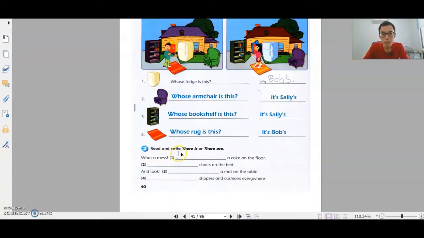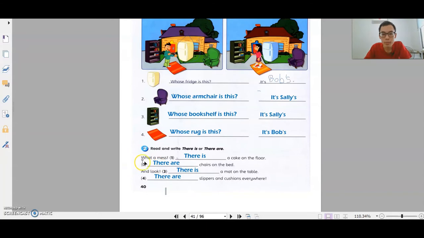Right, section two, you just need to write there is or there are. So a cake, can you see a cake here? A cake, there's only one. So we use there is a cake on the floor. Number two, chairs. Can you see chairs with an S? So it's plural. Plural, we use there are more than one chair. So there are chairs on the bed. Number three, and look, there is, because there's only one mat, there's a mat. And lastly, slippers with S, plural, we use there are.